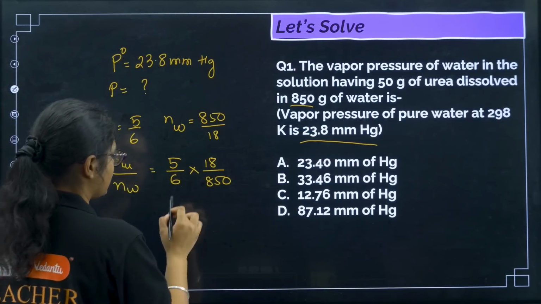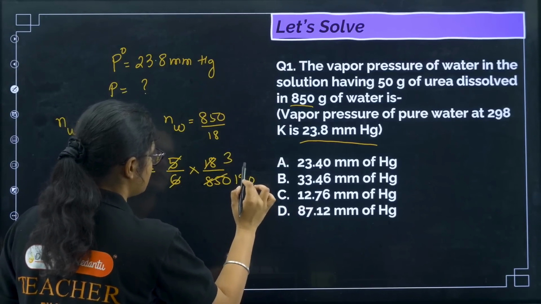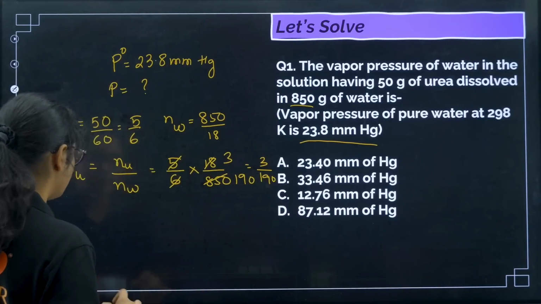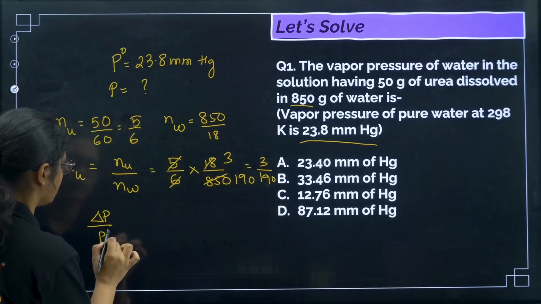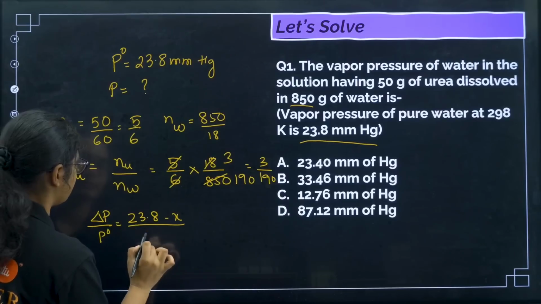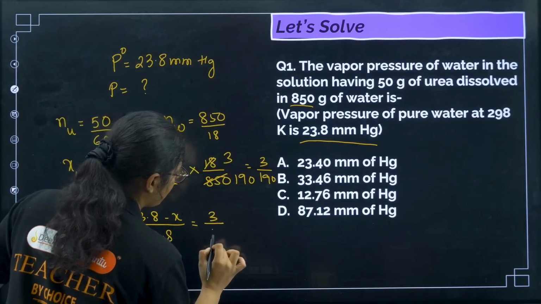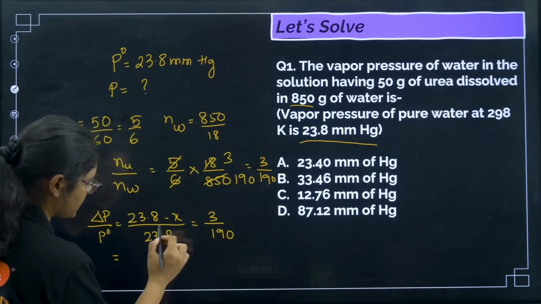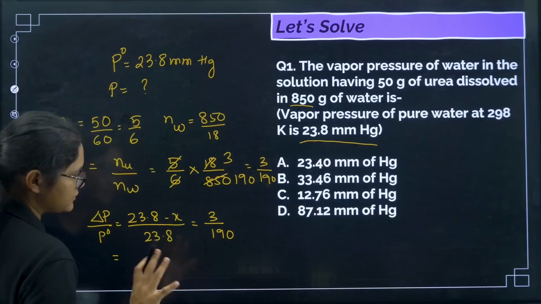Yes, so now if I just calculate, 6 ones are 6, threes are 18, and 5 ones are 5, 190s are 190, so I have 3 by 190. Okay, this is the mole fraction. Now let us use the formula. Delta P by P naught, or I can say 23.8 minus x by 23.8, is equal to 3 by 190. Okay, we just have to solve this. So 23.8, I'll just take as 24.